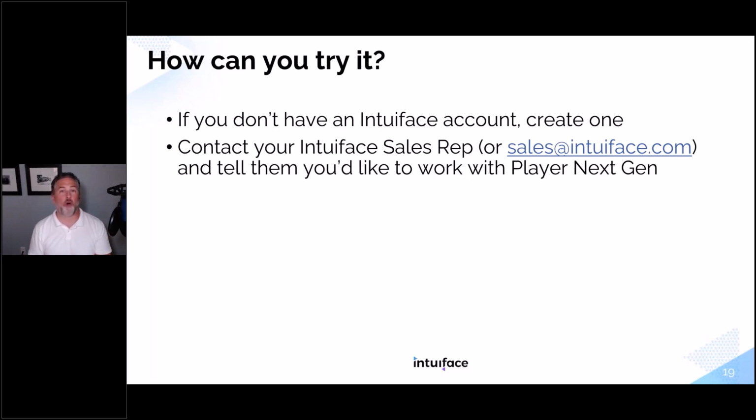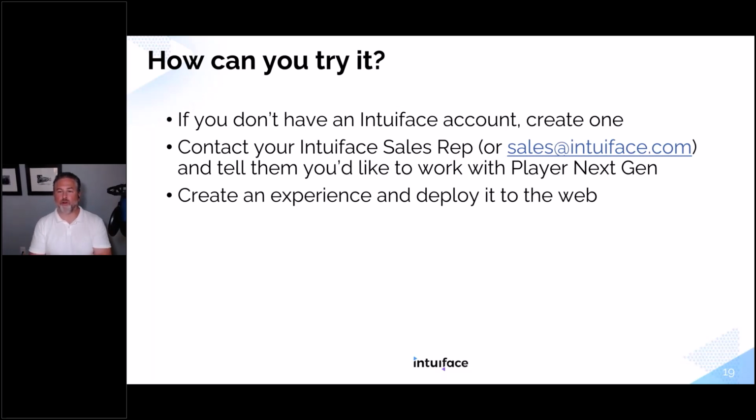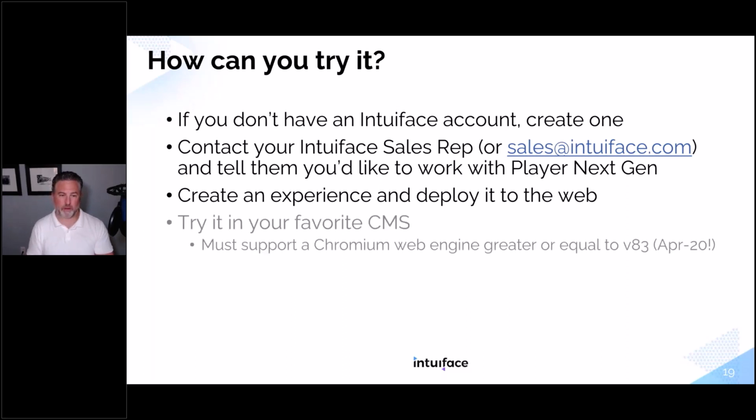I don't think we say no anymore. If we say no to you, you've got big problems. Chances are, you need to ask for it, and you're going to get it. Access to Player NextGen. And when you have access to Player NextGen, then you have the ability to do things like publish to the web. Request access, create an experience, deploy it to the web. I showed you how to do it. It's not hard. Clicking a button. Try it in your favorite CMS.